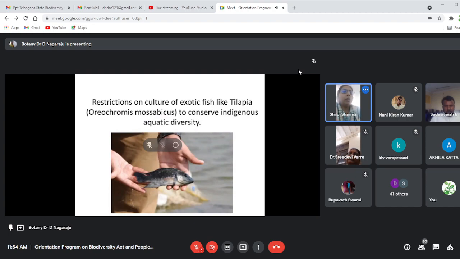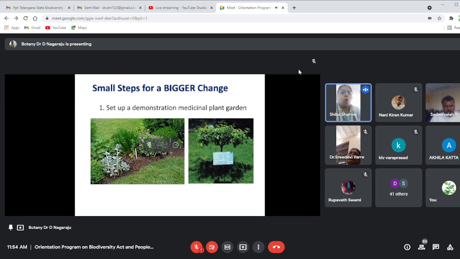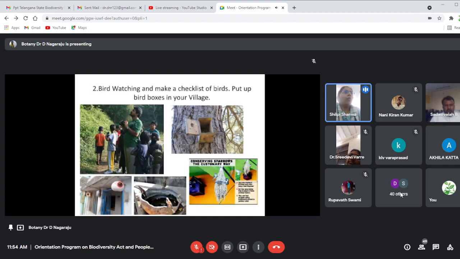Next. Then we can go for very small steps. We are here sitting for PBRs, and later Dr. Sadashivaya will tell you deeply about PBR, but here I want to tell you that as a student you can do so many things at your college level, at your home level, village level. You can make a small medicinal plant garden in your college if you have place. Next. You can go for bird watching, you can go for keeping water and food for birds.